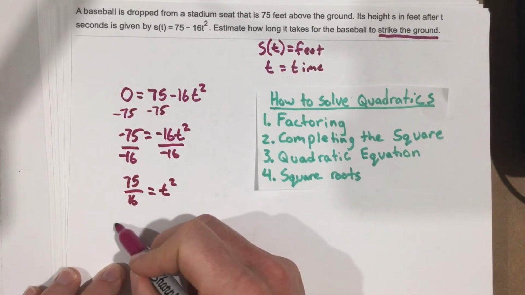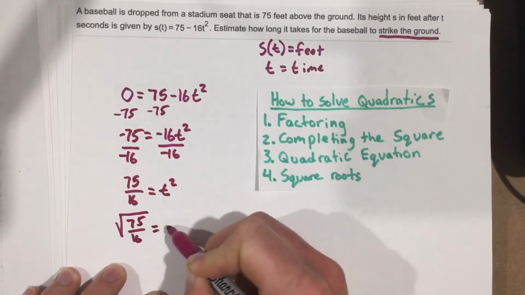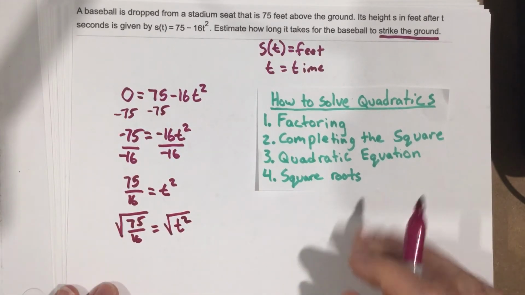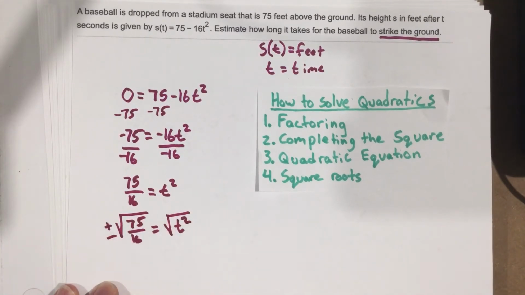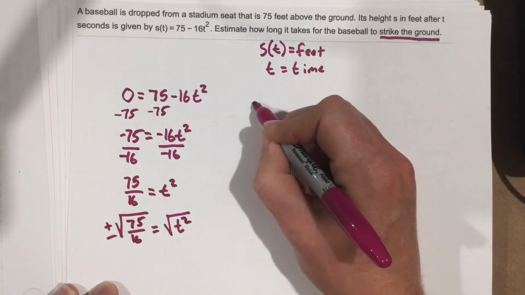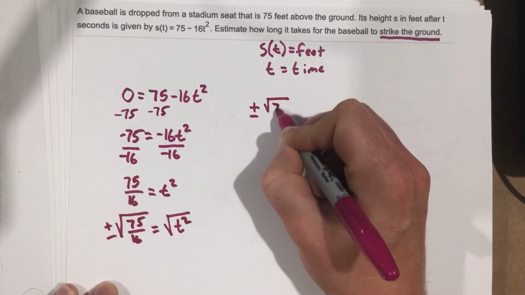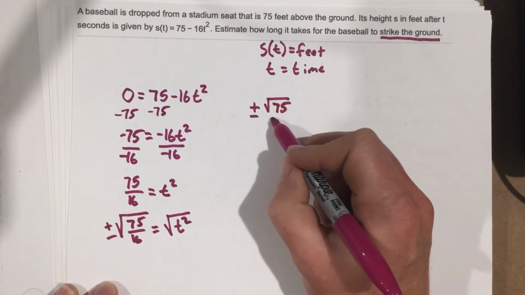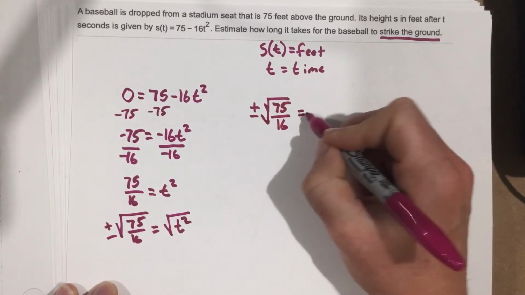Square root each side, so square root the 75 over 16. And that's going to leave you with, and when I square root, I forgot the plus and minus. Got to make sure I write plus and minus. And that's going to leave you with plus and minus root 75, right? Because on top we're going to do root 75. Oop, I should have drug that down a little bit. I'll drag that down a little bit. Root 75 over 16 equals t.